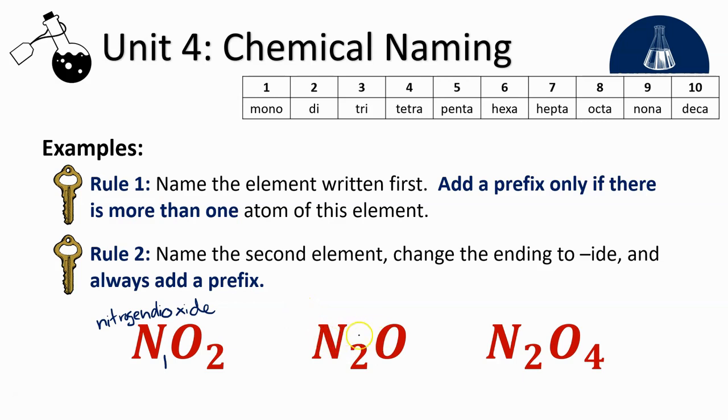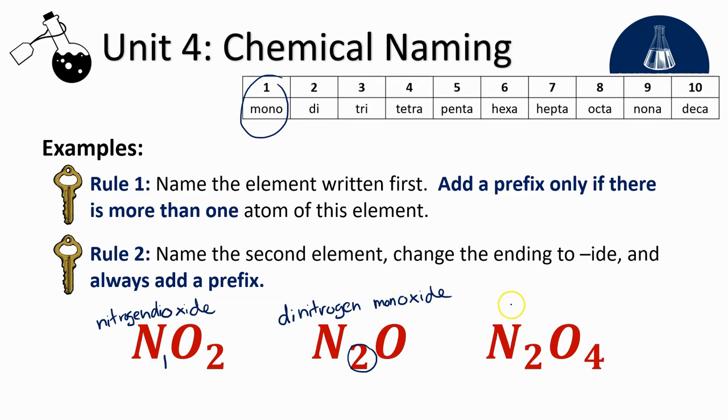Next up, I have a different nitrogen and oxygen compound. As we name the first atom for rule 1, it's again nitrogen, but now there are 2 of them. And if there's more than one of that first atom, then you do indeed put a prefix. This would be dinitrogen. Next up, I have oxygen again, so we'll call it oxide like we always do for the second element, but remember that second element always gets a prefix, even if there's just one. The prefix for when there's one atom is mono, and we drop the O since there's already an O at the beginning of oxygen and call it dinitrogen monoxide.